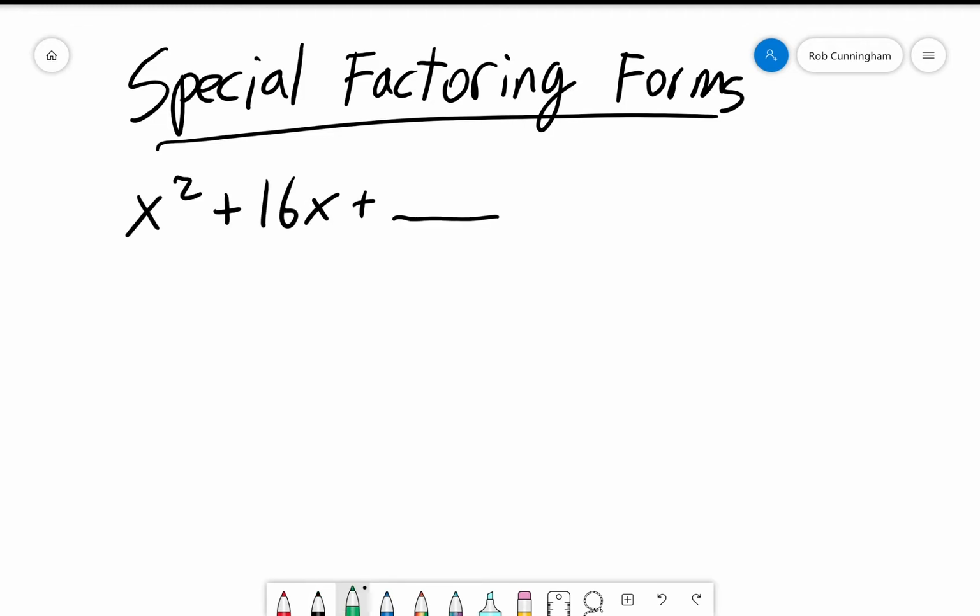Now, we've been working a lot with perfect square trinomials. For example, in this expression, we have x squared plus 16x, and we need to figure out how many more we need to add in order to make this a perfect square. And as we've been doing for the past several weeks, we're going to take that middle number, 16, divide it by 2, and square it. Well, 16 divided by 2 is 8. 8 squared is 64.